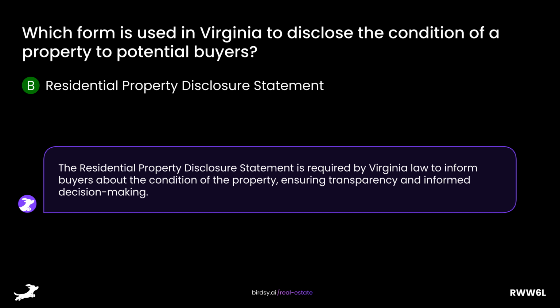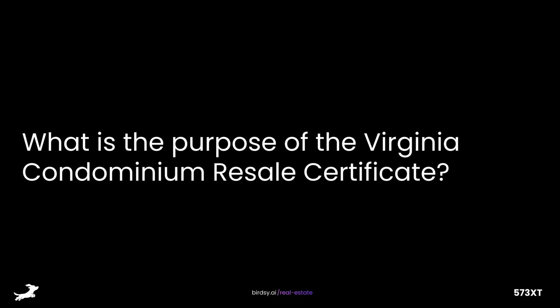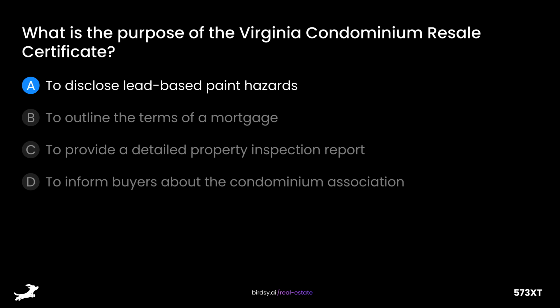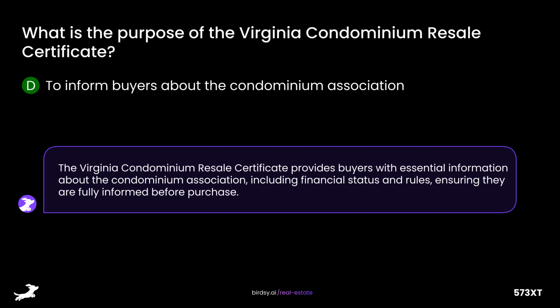transparency and informed decision-making. What is the purpose of the Virginia Condominium Resale Certificate? Is it A, to disclose lead-based paint hazards, B, to outline the terms of a mortgage, C, to provide a detailed property inspection report, or D, to inform buyers about the condominium association? The answer is D, to inform buyers about the condominium association. The Virginia Condominium Resale Certificate provides buyers with essential information about the condominium association, including financial status and rules, ensuring they are fully informed before purchase.